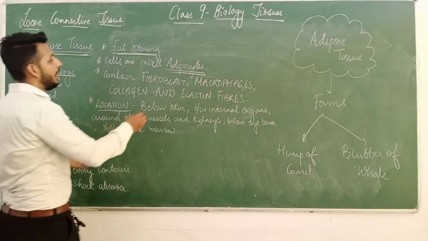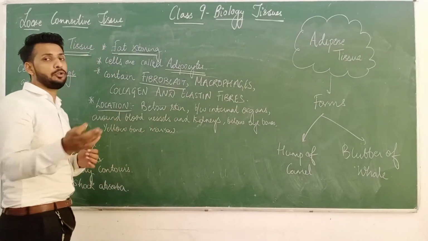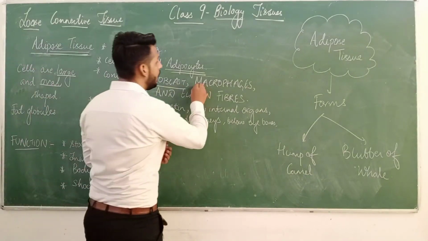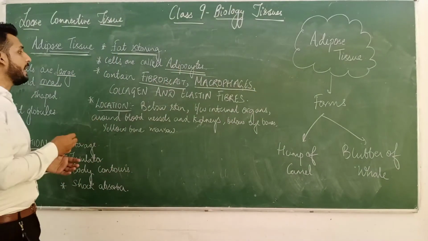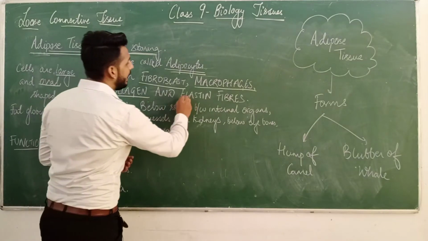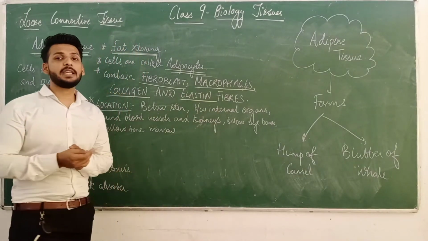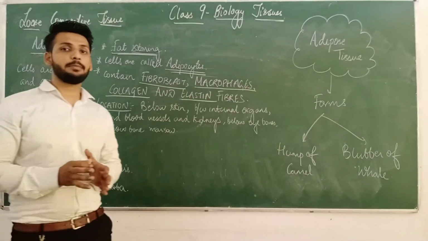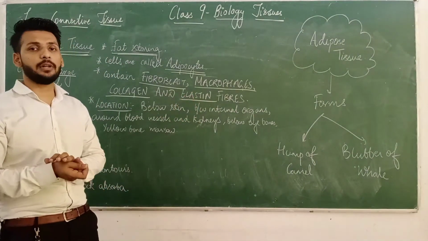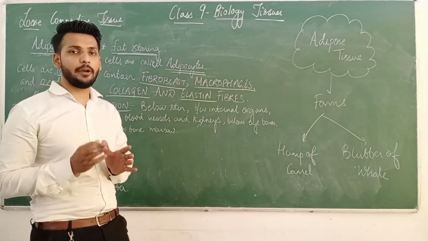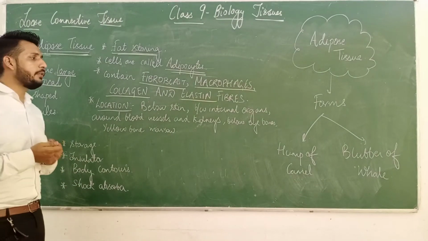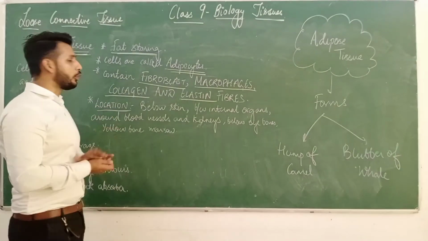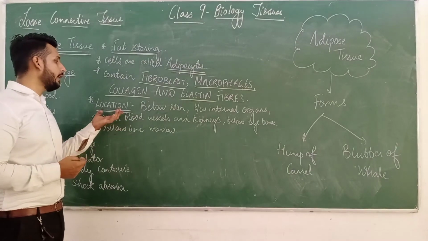It contains fibroblasts, the fiber producing cells. Next is macrophage, which is related to immunity. Next, collagen and elastin fibers. Collagen fibers help in attachment and elastin fibers are related to the elasticity of the tissue. Got it? Now, basically, where are they present? We are going to talk about their location.